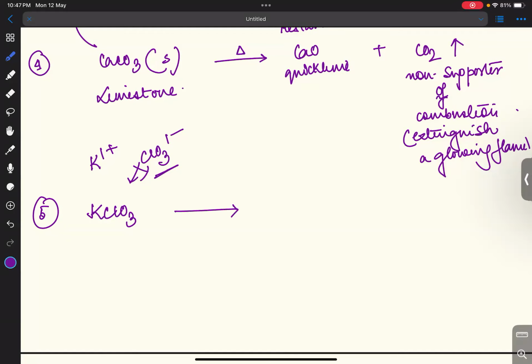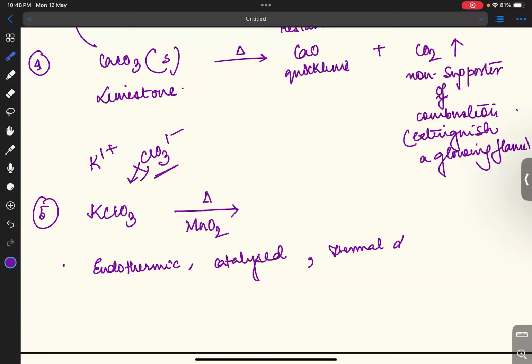When you heat it, remember to do so in the presence of a catalyst. So you can also call it an endothermic and catalyzed reaction apart from thermal decomposition. These are the three types of headings that we can give over here. So KClO3 will break down to give you 2 potassium chloride, so keep a 2 over here, plus 3O2.